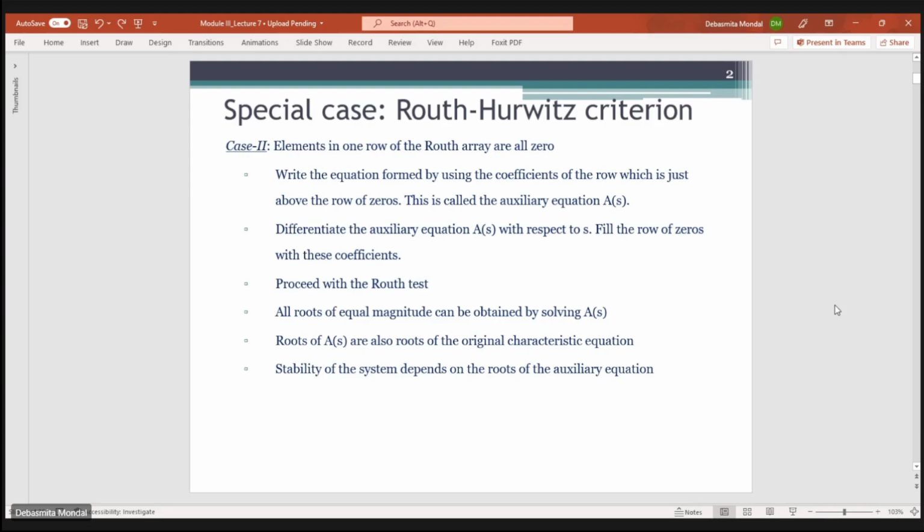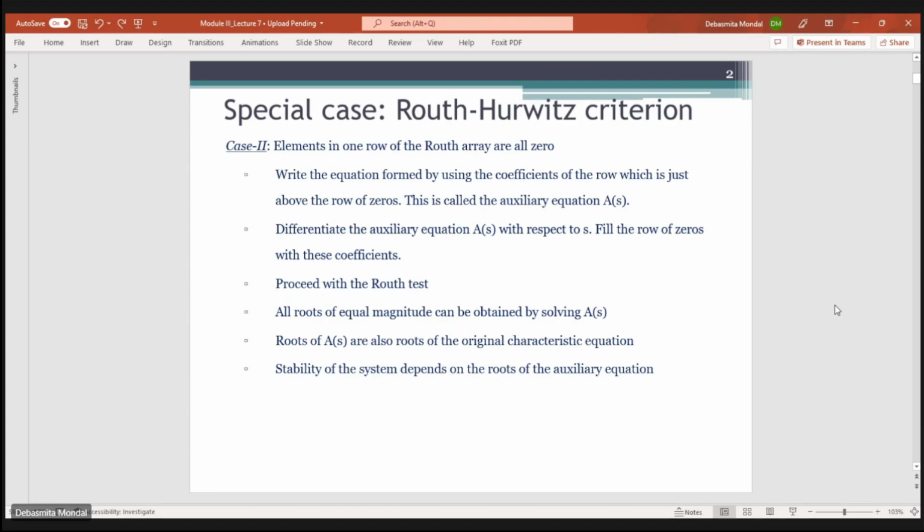In such a case where all the elements in a single row become equal to 0, we write the equation which is formed by using the coefficients of the row which is just above the row of zeros. That equation is known as the auxiliary equation. Once you have written the auxiliary equation, you differentiate it with respect to S, and the coefficients that you get after differentiating the auxiliary equation, you fill the row of zeros with these coefficients, and then proceed with the Routh test.